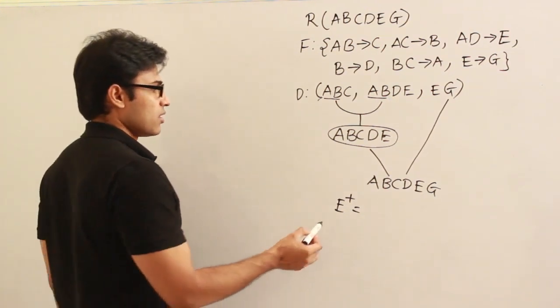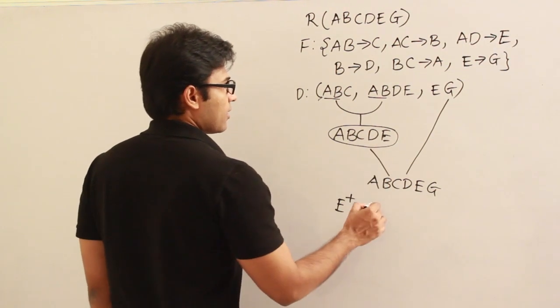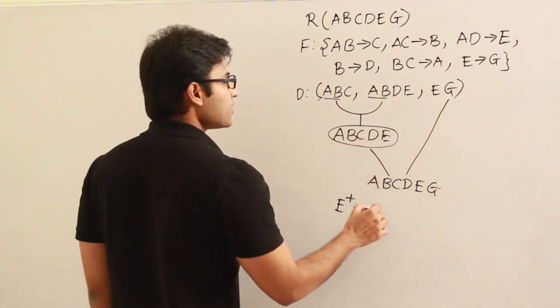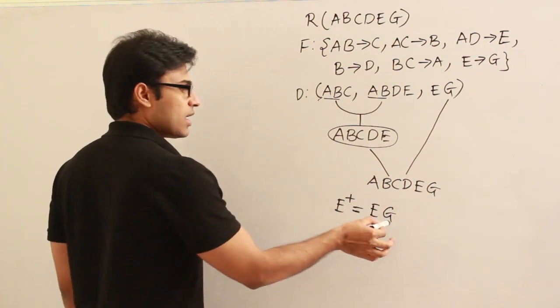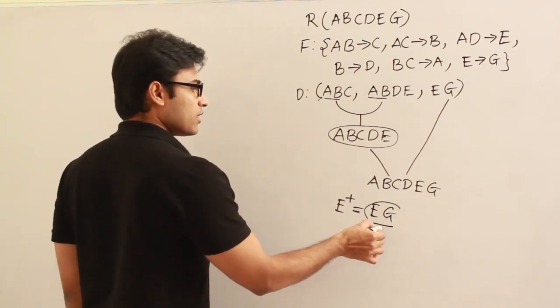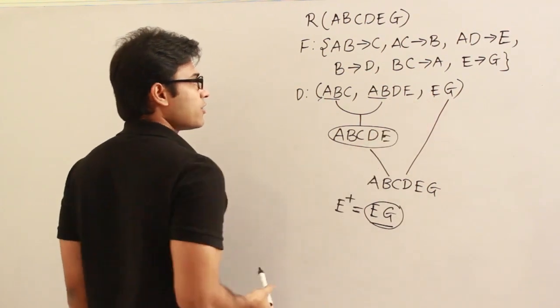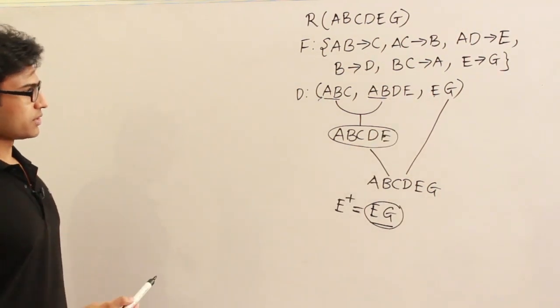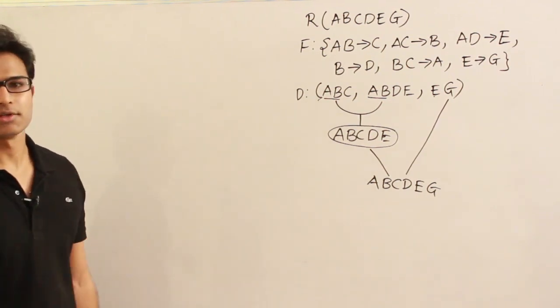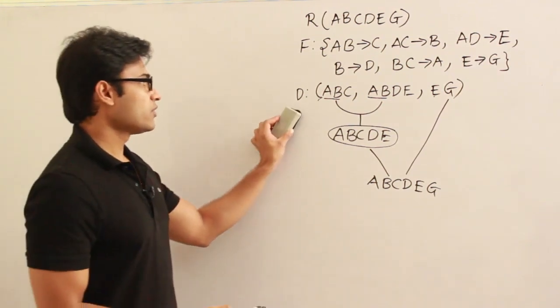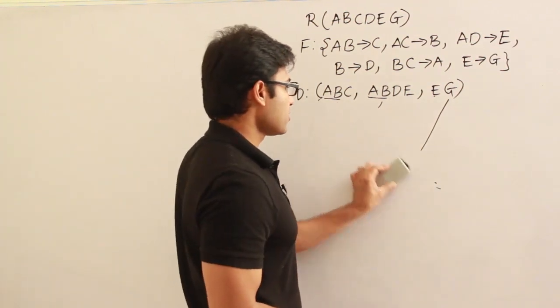So E plus, what is it? Clearly E determines G, therefore E plus contains EG. I can stop it here. I don't want to continue further. I'll just stop here because I got that this common attribute is the candidate key for one of the tables, right? Therefore it is a lossless decomposition, that is for sure. As of now we found out that this decomposition is lossless.